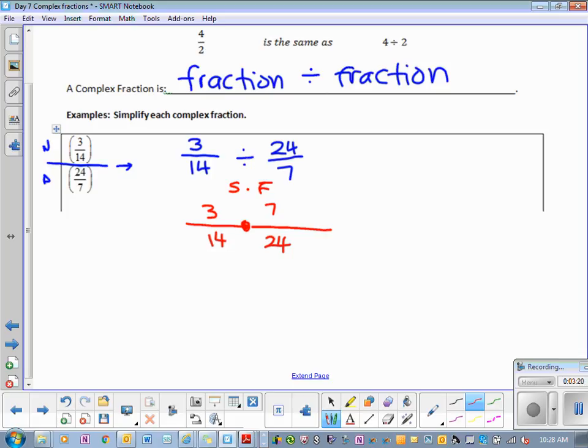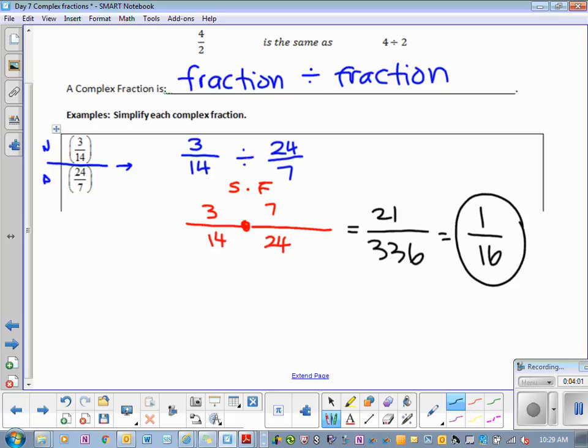All right, so do you see any variables? Do I need to factor? No. So just multiply straight across. 3 times 7, 21 over, what is 14 times 24? 336. And then it's just plain old numbers. Can we please simplify this? 21 over 336, and then turn it into a fraction. 1/16. Good.